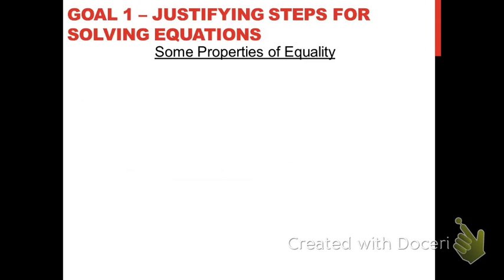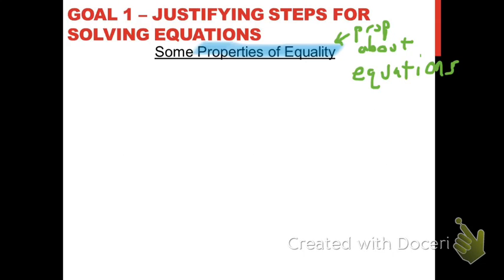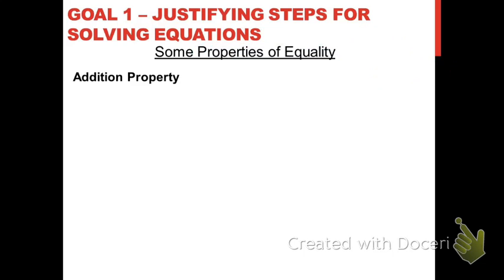Whenever we're talking about a property of equality, here's one thing I need you to know: a property of equality is a property about equations. It's not a property about an expression, it's a property about an equation. And here is the first of those properties that we're going to discuss. Simply, it's the addition property. Because of the way I labeled this here, I didn't write "of equality," but I want you to think about this being the addition property of equality. You'll see later on why I'm saying that.